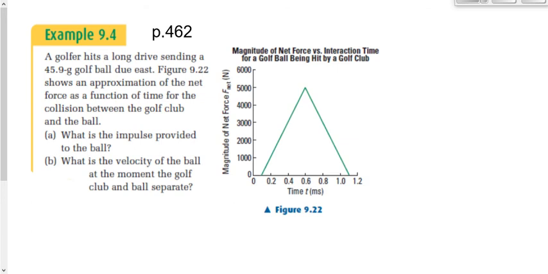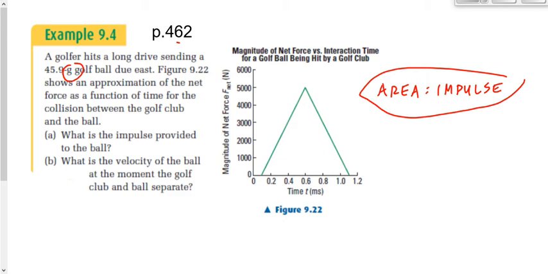This is chapter 9, page 462. It says a golfer hits a long drive, sending a 45.9 gram golf ball due east. Figure 9.22 shows an approximation of the net force as a function of time for the collision between the golf club and the golf ball. Look, I see my graph. I know right away that area equals impulse because that's just ingrained in me, or at least it is by the time your test comes around.